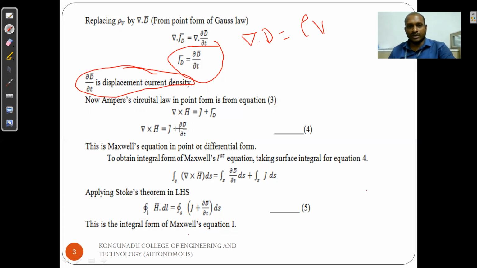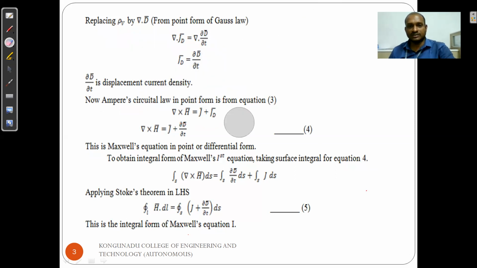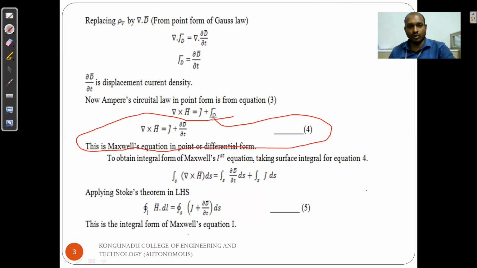Now we apply this value to the basic Ampere circuit law. Del cross H is equal to J plus JD, and JD value is equal to dou D by dou t. So the equation becomes del cross H equal to J plus dou D by dou t. This is Maxwell equation 1 in point form or differential form.